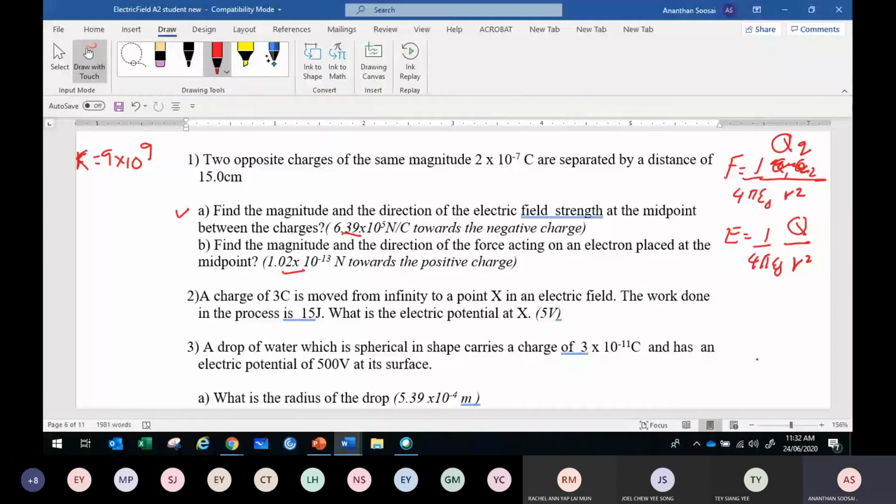Okay, so take a piece of paper, try to do the question. Get the answer inside the bracket. If you get, then okay.